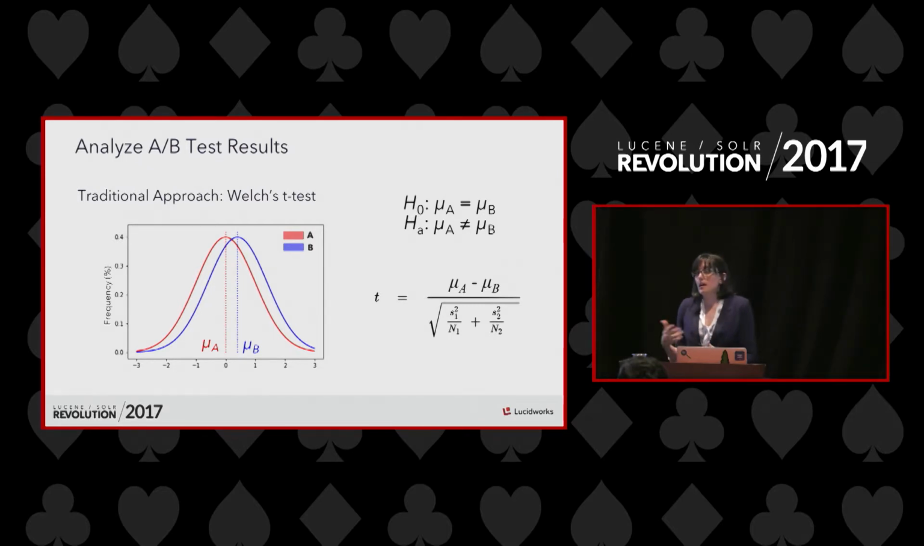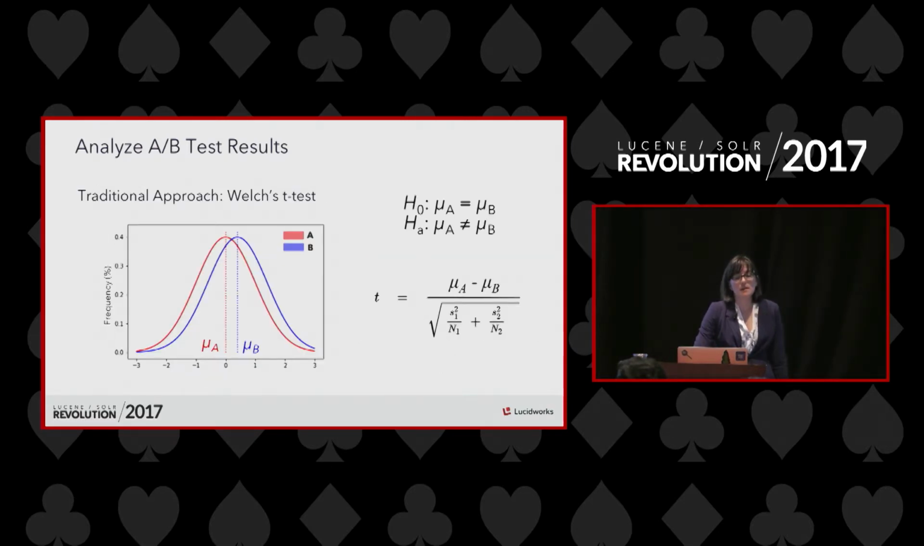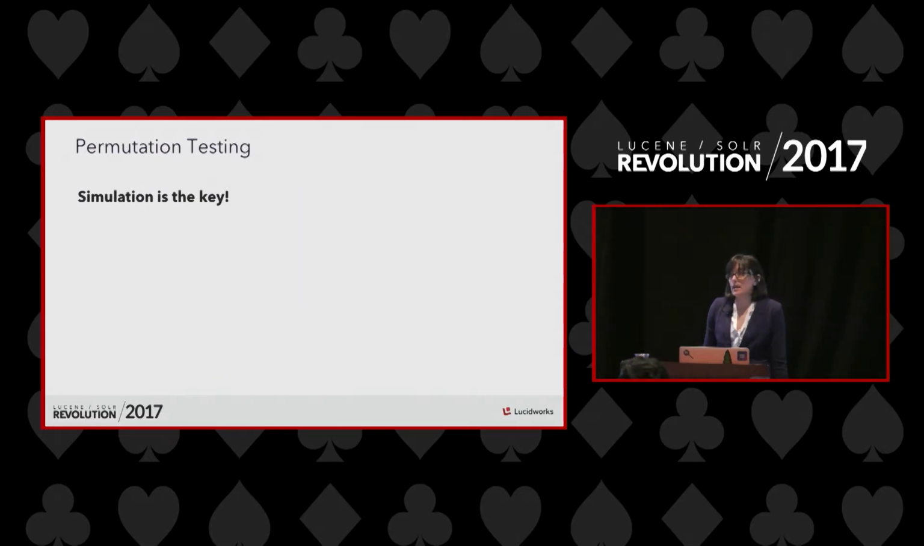This makes a couple key assumptions. First of all, that our samples are drawn from a normal distribution. And in this case, this is specific to a test of the difference of 2 means. If we go back here, we can see that our data is definitely not normally distributed. In addition, we're interested in testing the change in RMRR and not just the average click rank. So to get around making some of these assumptions, we decided to use simulations.